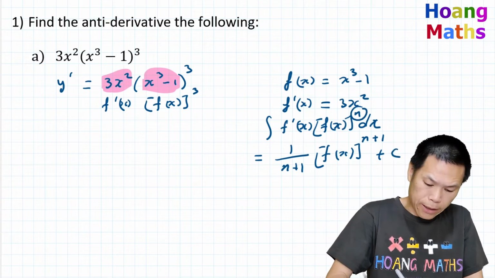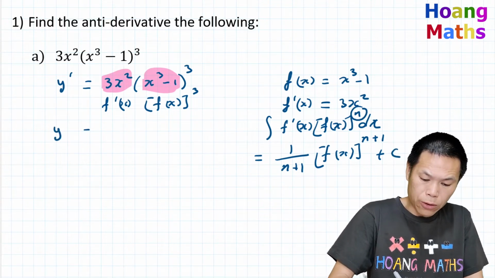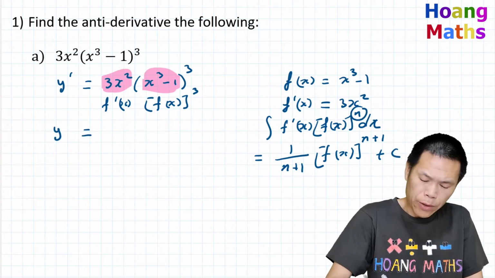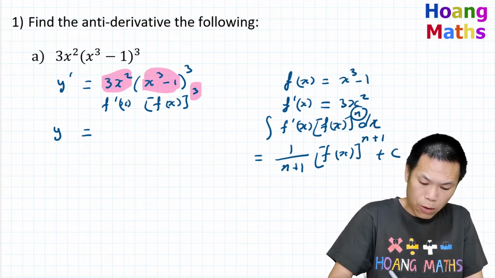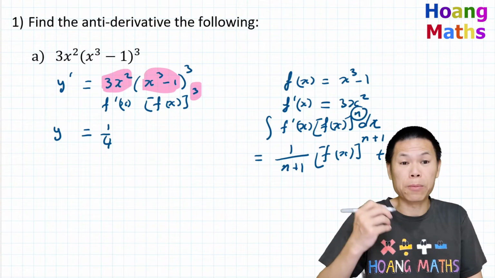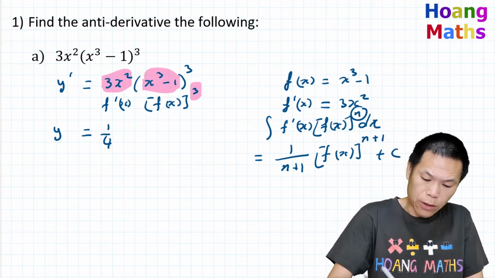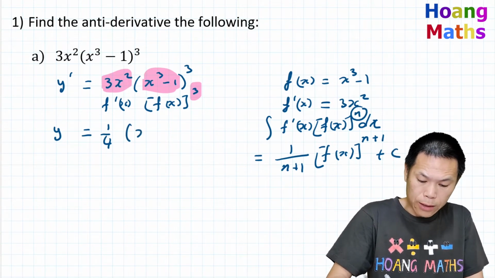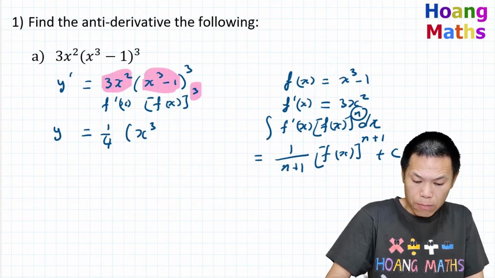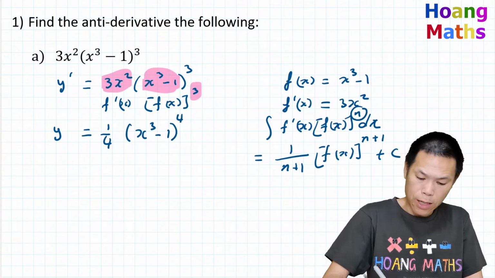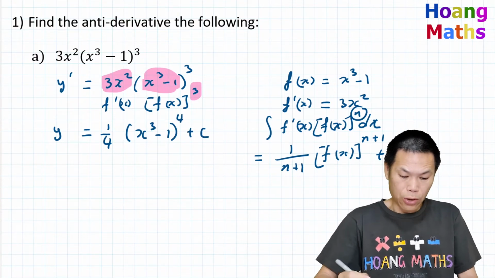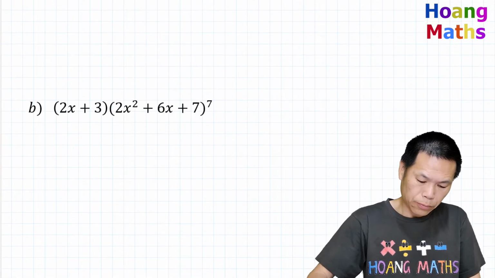So this means that y is equal to, n plus 1, that is 3 plus 1, gives me 4. So 1 over 4, and times by f of x. So f of x is x to the power 3 minus 1, and then to the power of 4, because 3 plus 1 is 4, and we add a constant. So there you go.